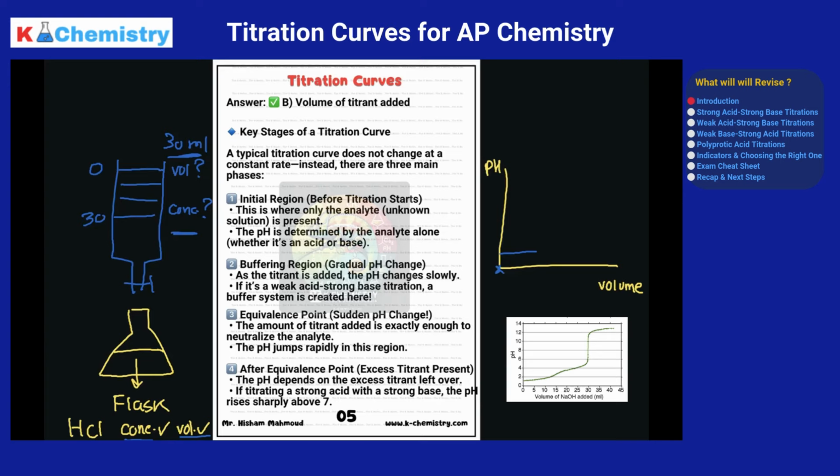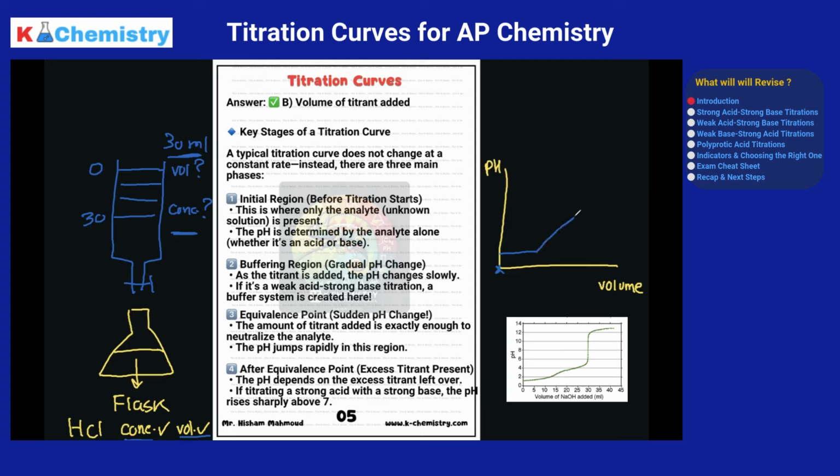And then after that, the buffering region. In the buffering region, there is a gradual pH change. So the pH is going to change, but not suddenly. If you draw the graph like that, this means a sudden increase, and this means a slow increase. A very steep curve means a sudden increase, but a slowly rising curve means a gradual increase. Why is it gradual? Because I'm having a buffer being made here in most of the curves. So this is a gradual pH change.